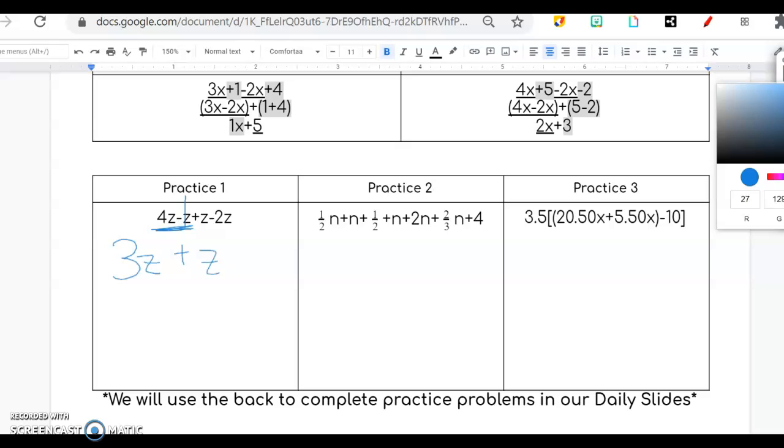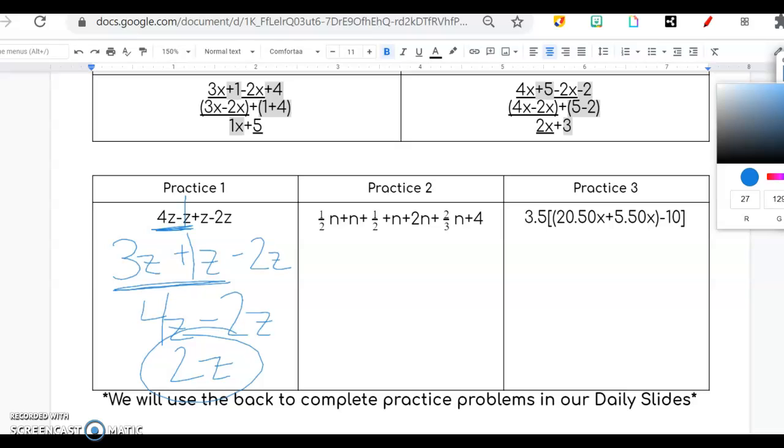Plus z minus 2z. I'm drawing my z's like that so that you can tell that they're z's and not 2's. Okay? So then I go to the next step. 3z plus z. This is 1z, so that gives me 4z minus 2z. 4 minus 2 gives us 2z. Circle my answer. All right.